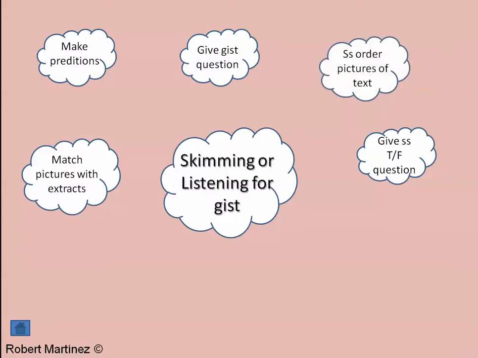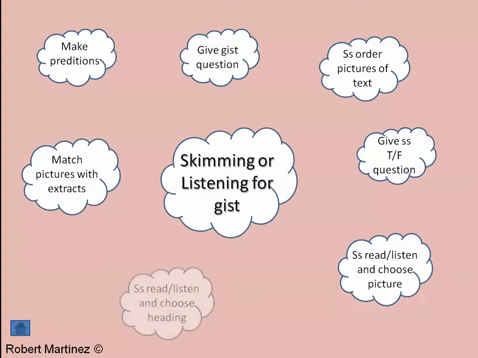You could also ask them to order pictures that reflect the text, but they need to read it very quickly. Obviously, some people may argue that that's a scanning task, but not necessarily. They can also read or listen to the text and choose one picture that shows what the text is about. And they could also read or listen to the text and then choose a heading, for example.